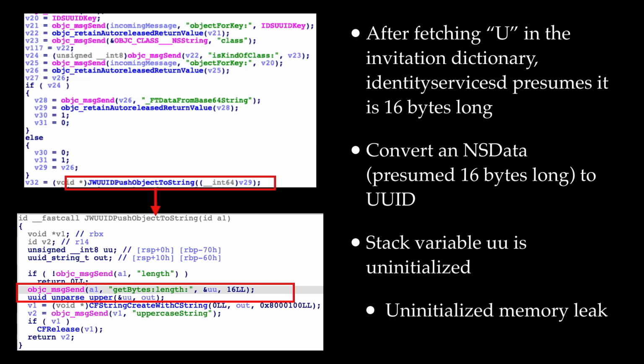The function is supposed to convert or dump the NSData buffer into a local stack-based buffer, and then convert the local buffer to a CFString. But the question is, first, there's no check on the length of the NSData, the UUID. Second, the local buffer is not initialized. So what would happen if the UUID is less than 16 bytes? It will cause a kind of uninitialized memory leak because we can force the receiver to send the UUID back.